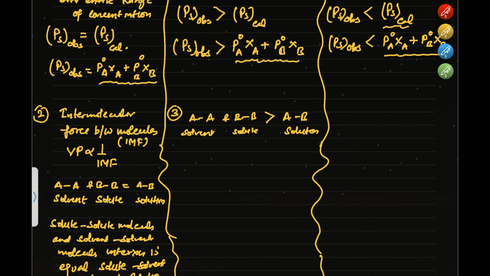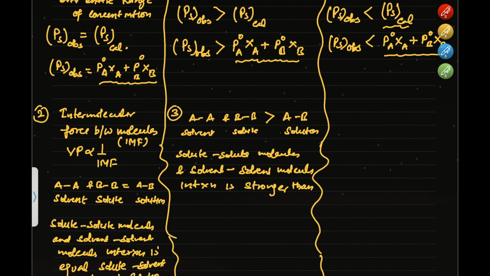This means the solute interaction and the solvent interaction, मतलब solute molecule and solvent molecules interaction is stronger than solute solvent interaction in solution. मतलब ये है कि जो सॉल्यूट और सॉल्यूट मॉलिक्यूल्स का जो इंटरेक्शन है, या सॉल्वेंट सॉल्वेंट मॉलिक्यूल्स का जो इंटरेक्शन है, वो स्ट्रॉन्गर इंटरेक्शन है देन द सॉल्यूट एंड सॉल्वेंट when combined and form the solution.